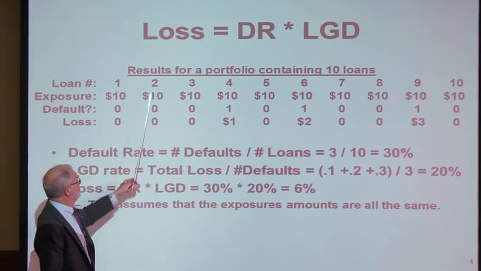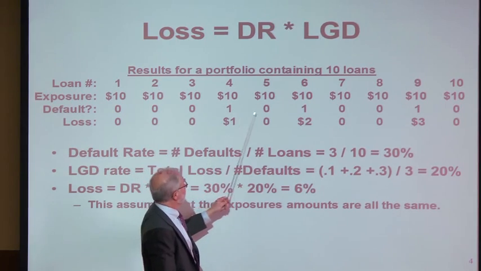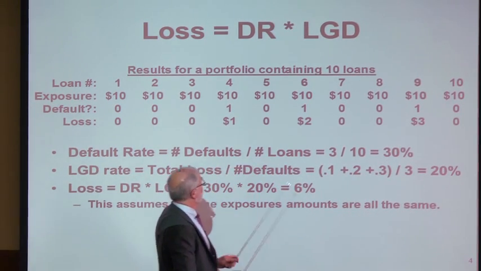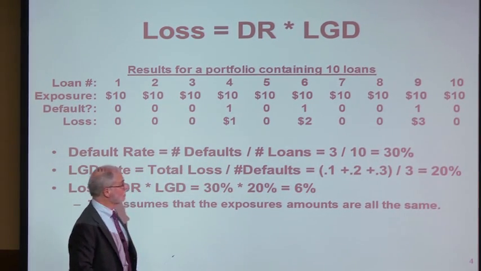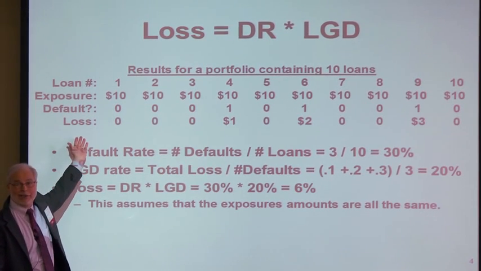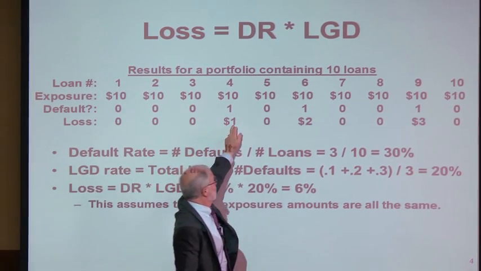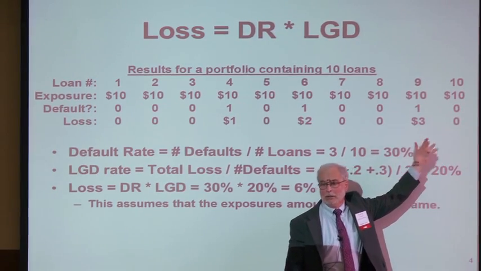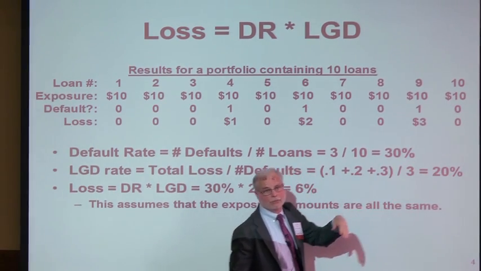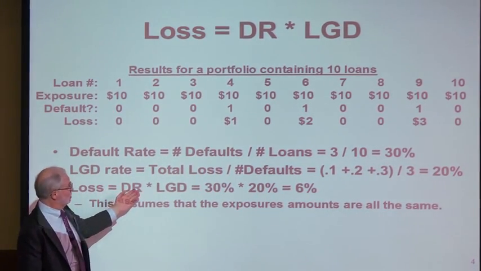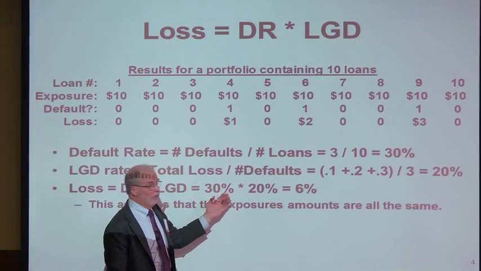The default rate, well, let's go through here. So there's 10 loans. Each of them has an exposure of $10. And three of them default, loans 4, 6, and 9. And those three have losses associated with them, 10%, 20%, and 30%. So you'd say the default rate is 30%, 3 out of 10 loans default. The LGD rate, well, you could average 10%, 20%, and 30% and get 20%. Or you could also just take the total loss and spread it over the three firms that default. You're going to get the same number. And then the loss rate is the product of these two things. $6 in 100, that's the loss rate. Or, sure enough, it's 30% times 20%.